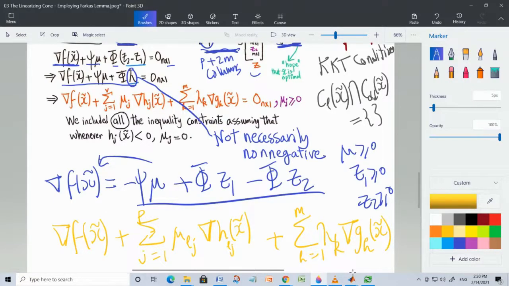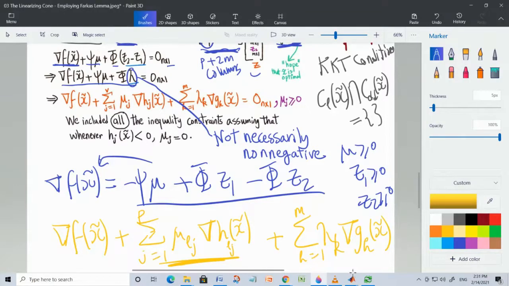Again, there is this point that we worked with the h functions involved in the active inequality constraints, the constraints that are satisfied with strict equality. But actually, you can take this sum here and write it as a sum over all inequality constraints.